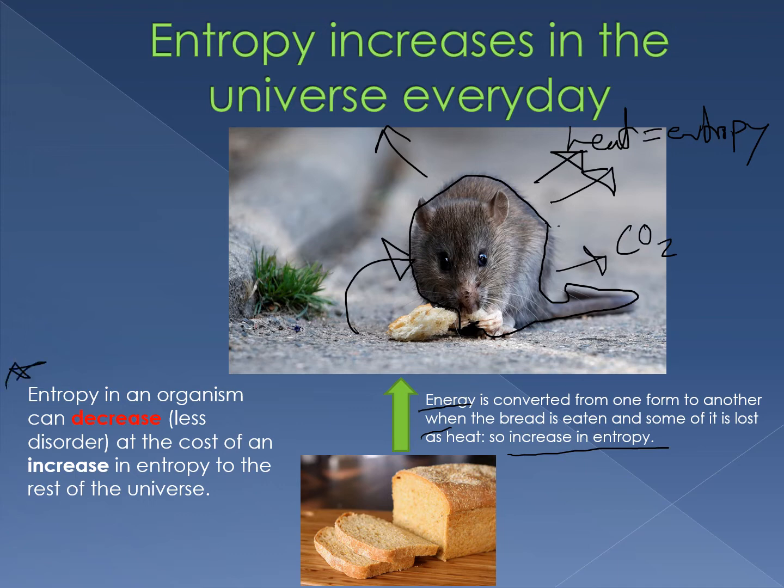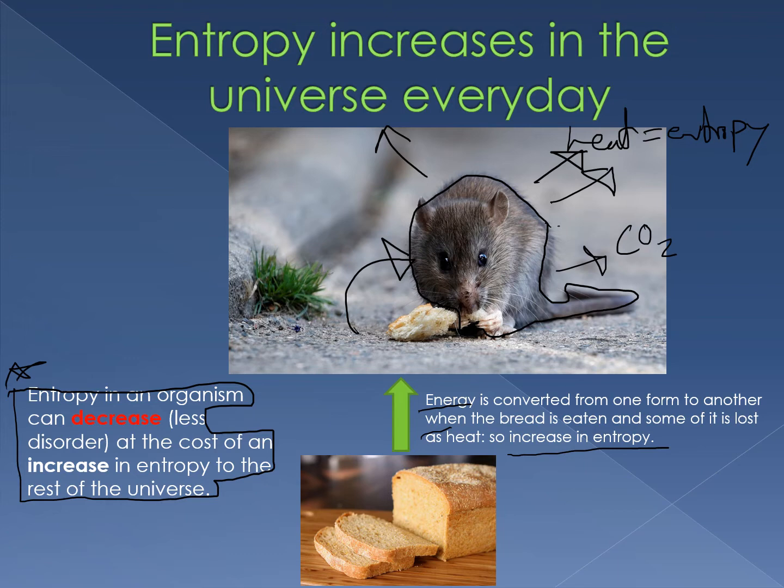Entropy in an organism can decrease, so that means less disorder at the cost of an increase of entropy to the rest of the universe. So as I said, all things in the universe tend towards an increase in entropy. And the grandest scale of that is if you look at a picture of the stars and the universe and the galaxies. They kind of go back and forth on it, but basically they think it's all sort of spreading out, but maybe not as fast as it should be, but it seems to be spreading out. And it seems that the universe just sort of tends towards chaos.